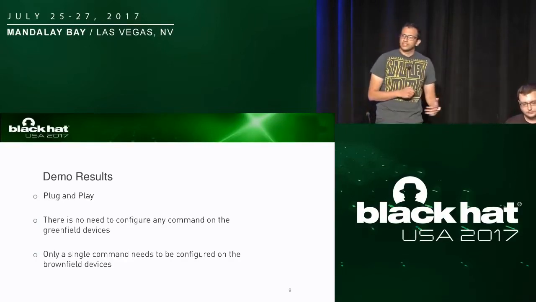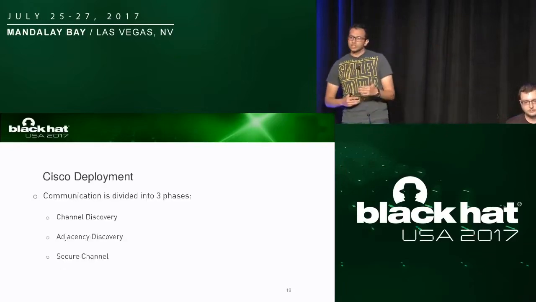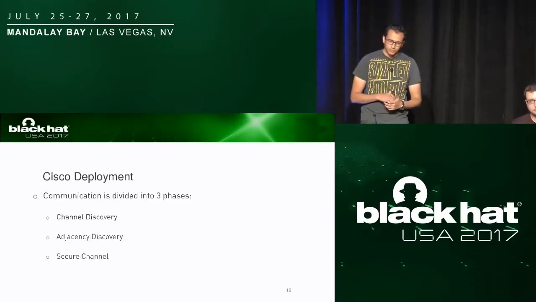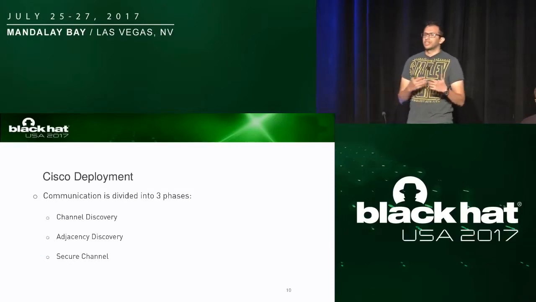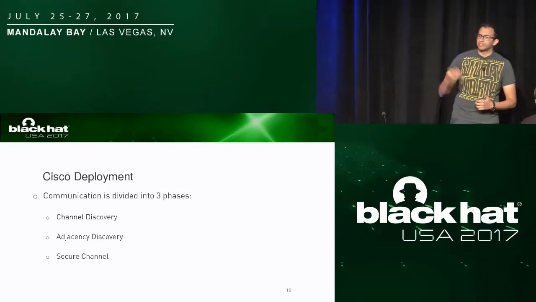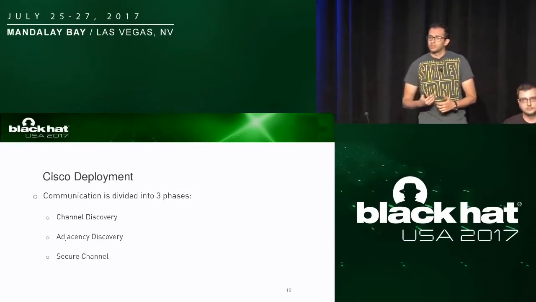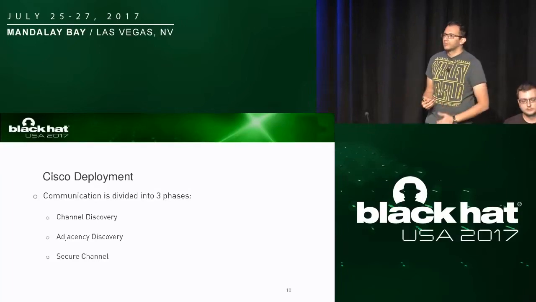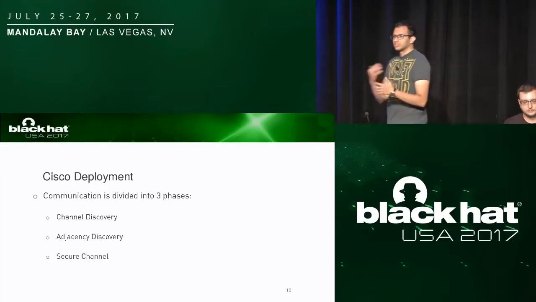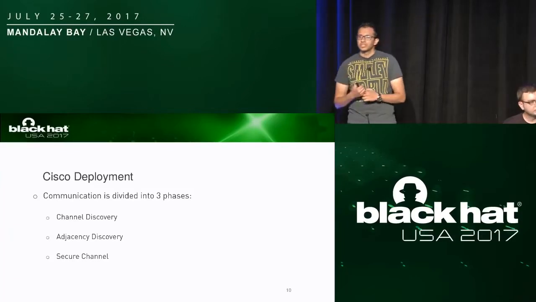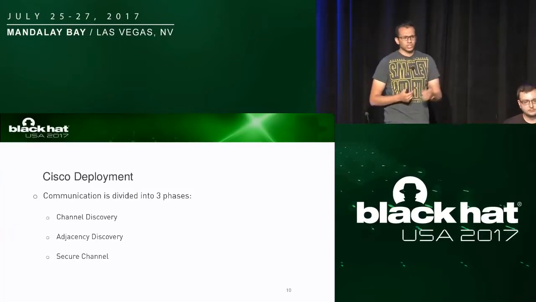Well, in order to understand the phases of communication we have seen, Cisco divided it into 3 phases. First phase, which they call channel discovery, where we're detecting devices on layer 2. After that, adjacency discovery, where we go to layer 4 and start discussing or sending some certificates. And finally, a secure channel, where we saw DIKE.